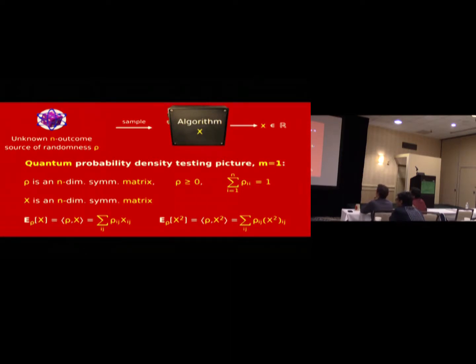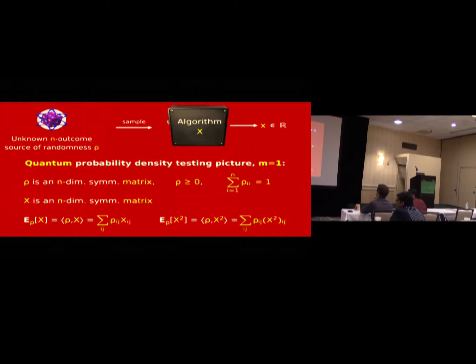And your algorithm X is also a matrix instead of a vector. And it's just any old symmetric matrix. But it's, again, true that your algorithm also outputs a real number. That's not changed. And for a given algorithm X and a given unknown source of randomness rho, the expected value of the algorithm's output is the inner product of rho and X, like the matrix inner product. You just dot product the matrices together. So it's the sum over ij of rho_ij x_ij.